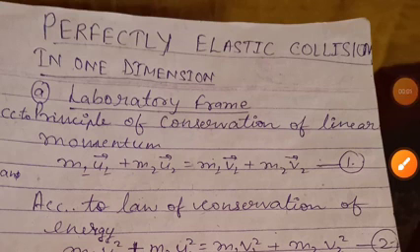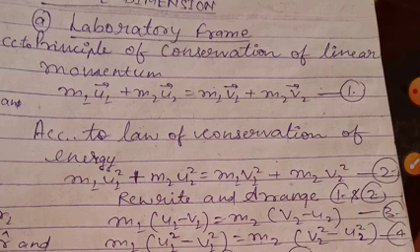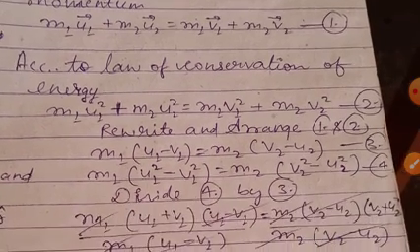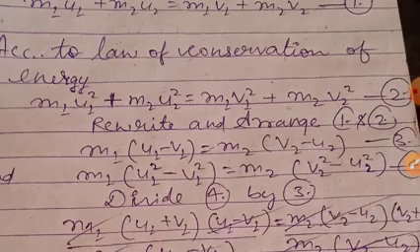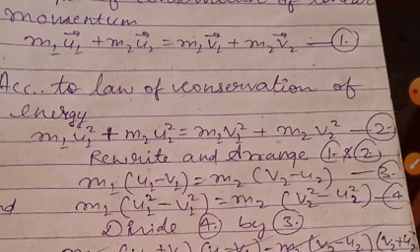Today our topic is perfectly elastic collision in one dimension. So first, A is the laboratory frame. Principle of conservation of linear momentum: m1u1 plus m2u2 is equal to m1v1 plus m2v2. This is the first equation. According to the law of conservation of energy, m1u1 square plus m2u2 square is equal to m1v1 square plus m2v2 square. This is our second equation.